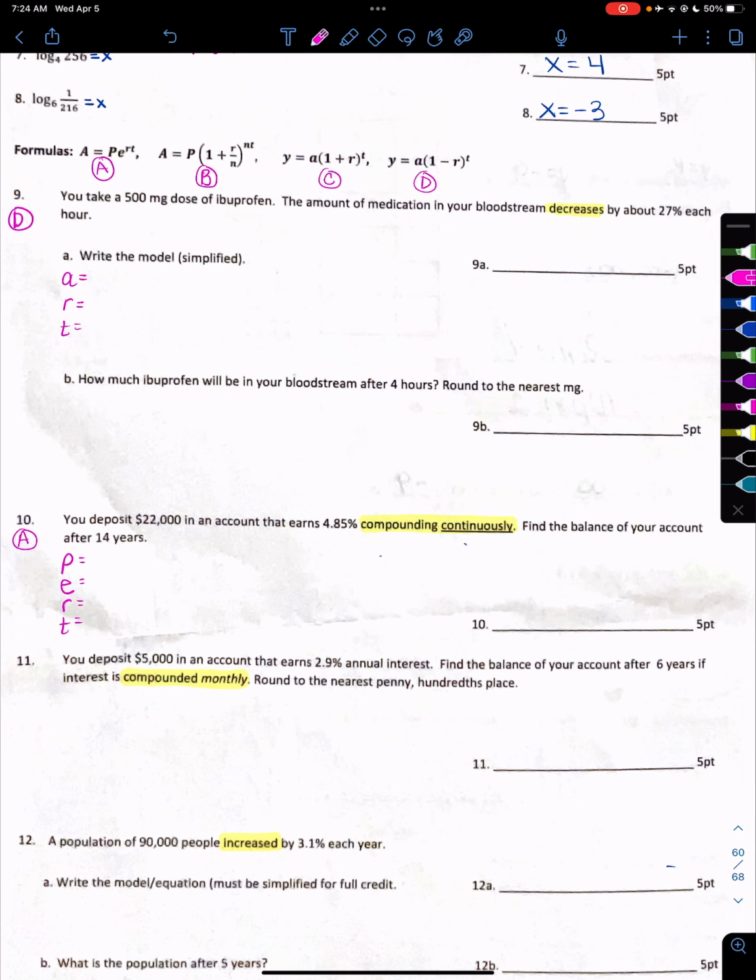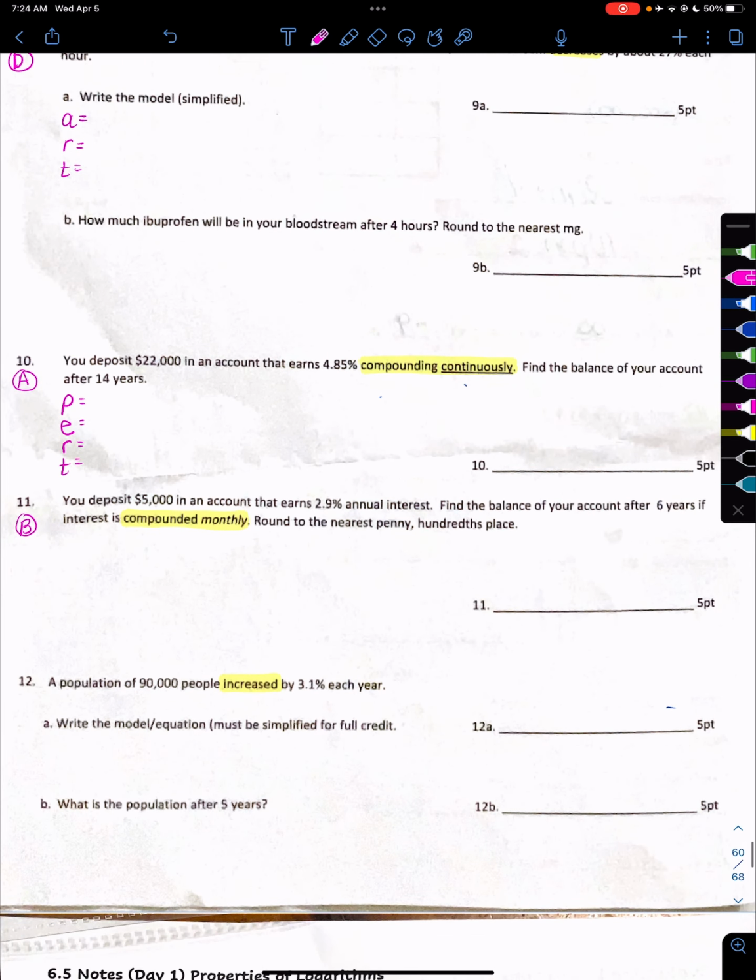All right, problem number 11. You deposit $5,000 into an account that earns 2.9% annual interest. Find the balance of your account after 6 years if the interest is compounded monthly. Now, as soon as it says compounding, I know I'm dealing with equation A or equation B, but it doesn't say continuously, so this time I'm going to use equation B.